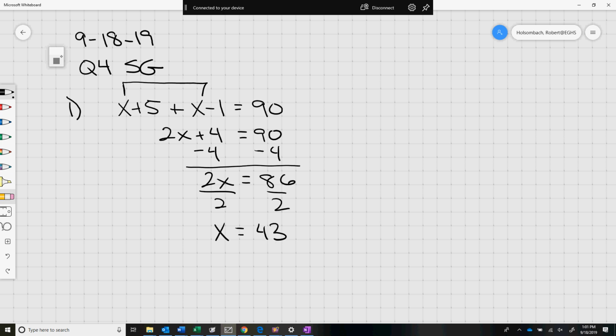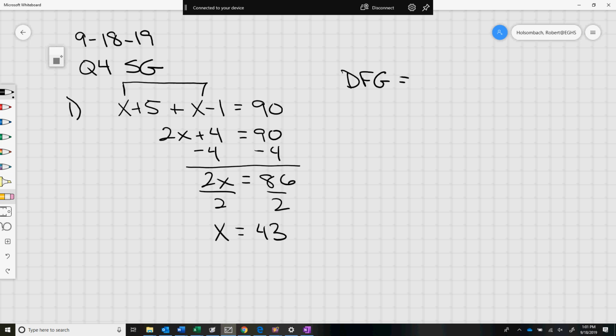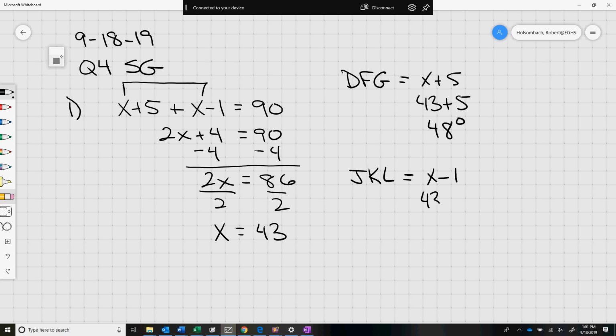They asked you to find the measure of each angle. Well, it said that DFG equals x plus 5. So DFG equals 43 plus 5, and that's 48 degrees. JKL is equal to X minus 1. So JKL is going to be equal to 43 minus 1, which is 42 degrees. So those are your two angle measures.